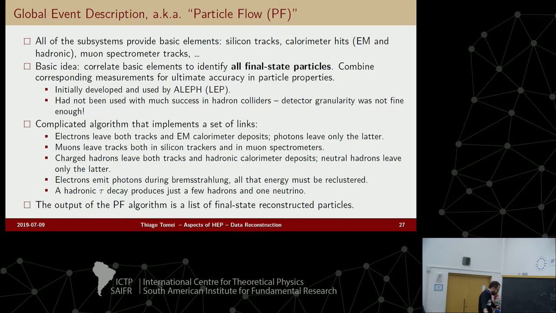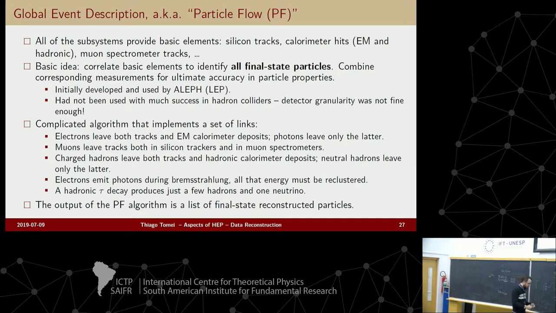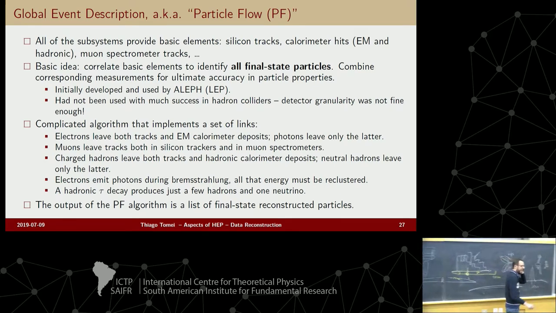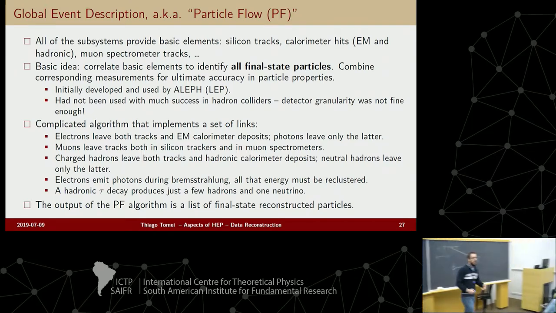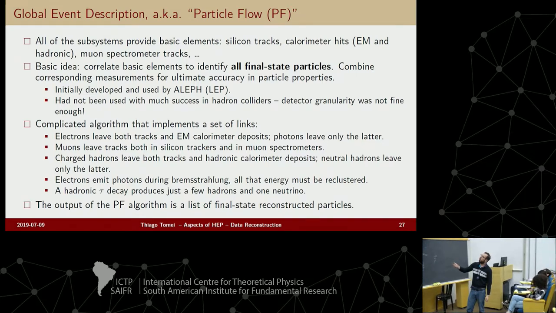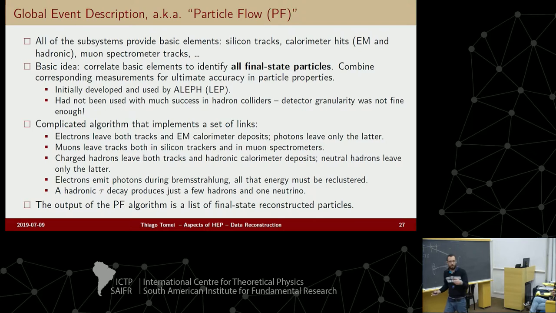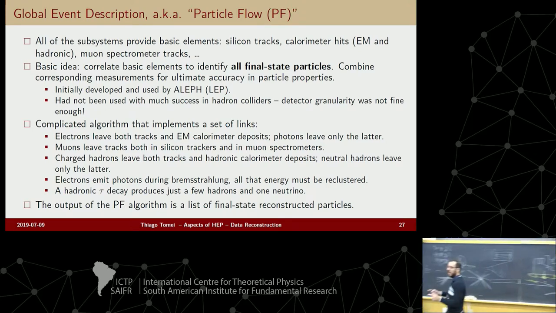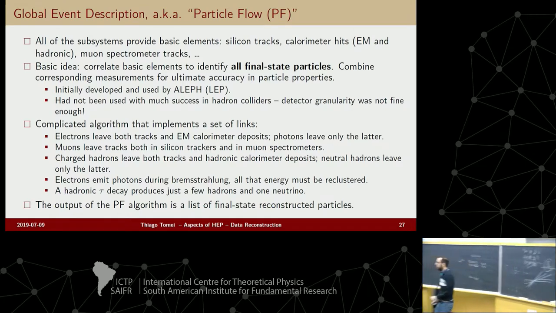OK, we measure the momentum with the tracker, and we measure the energy with the calorimeter, which is good, right? We have E and P. We have the 4-vector already. Now we have to put everything together. So we have tracks in the silicon, calorimeter hits, muon spectrometer tags. We want to correlate all of these to identify all the final state particles. Remember the 8 or 9 particles that I discussed before. We want to find the list of those particles that were produced.